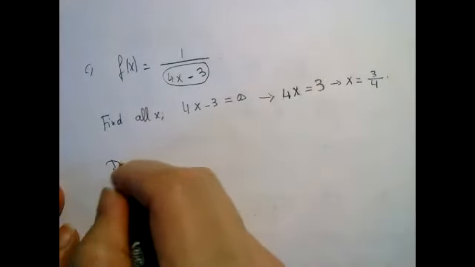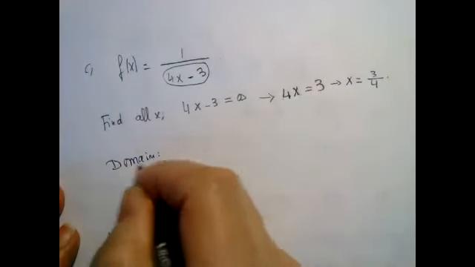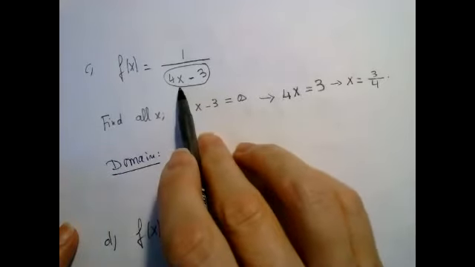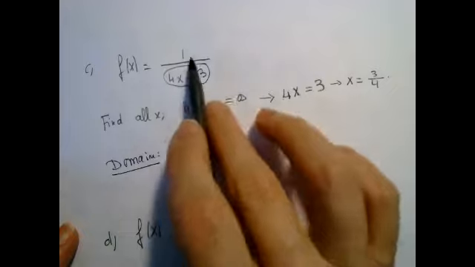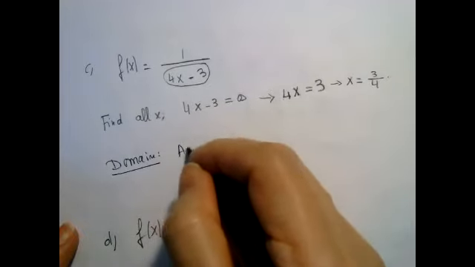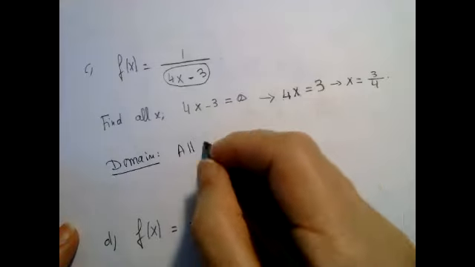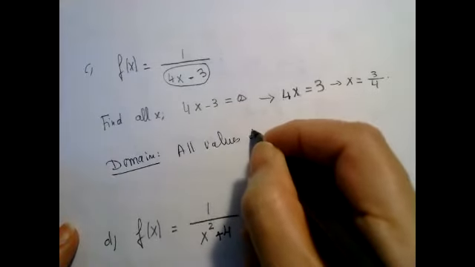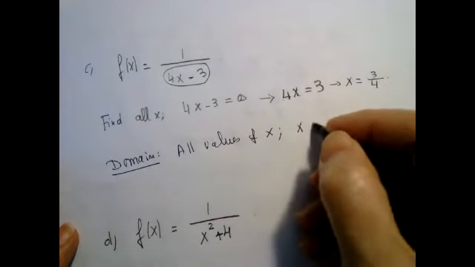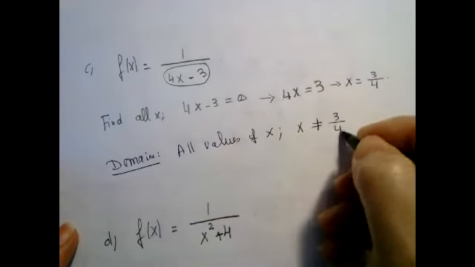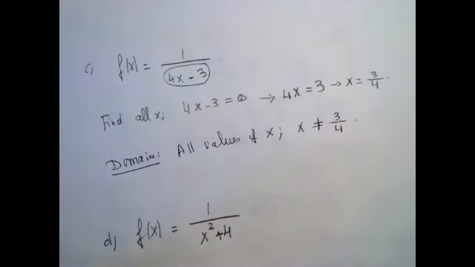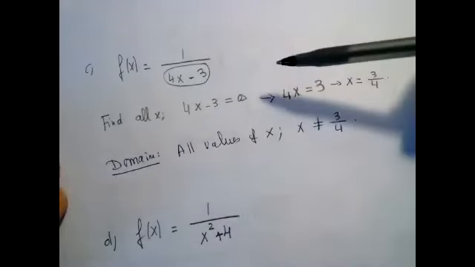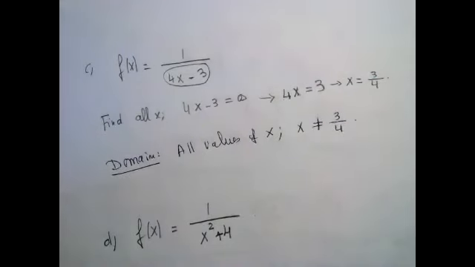So the domain is, if I take x equal to 3 over 4 and plug it here, I will have 1 over 0. So I have to exclude everything that makes the denominator 0. So all values of x such that x is not 3 over 4. 3 over 4 will make my denominator 0, so I have to exclude it. There is no output for that. Does it make a little bit more sense? Jake, are you with me? Yeah, it does make more sense.